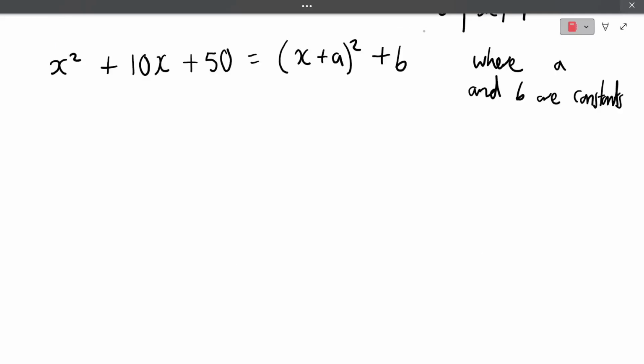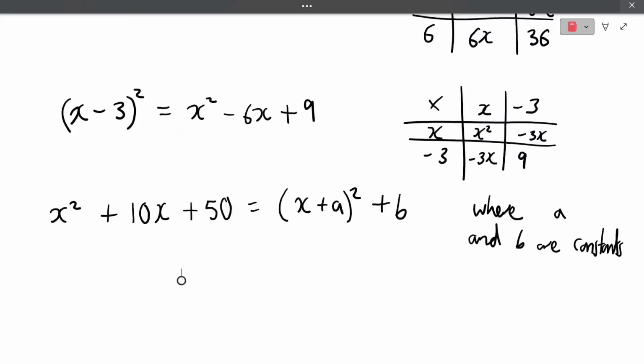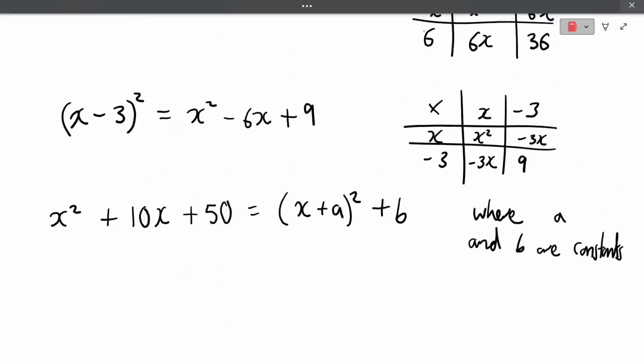So this is an example where we have x² + 10x + 50 equals, in brackets, (x + a) squared plus b, where a and b are constants. So that means they don't change the numbers, just a value. So the way we go about this is, like last time, here we've got the minus 6, so in brackets it's half that value.